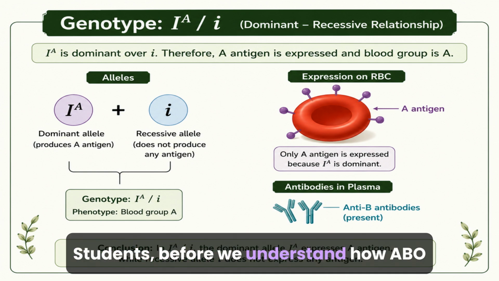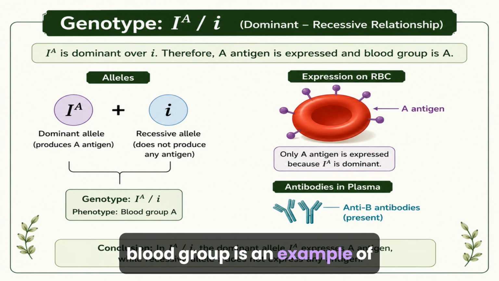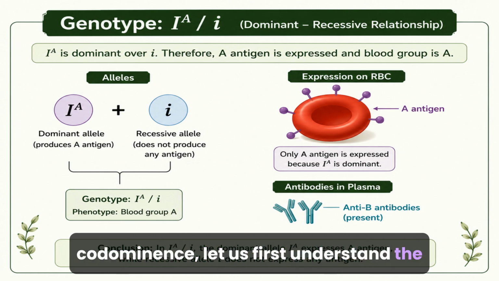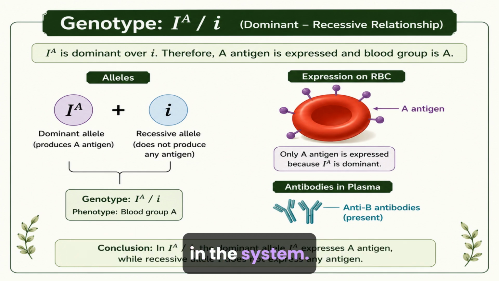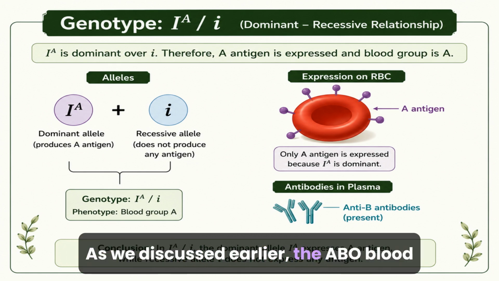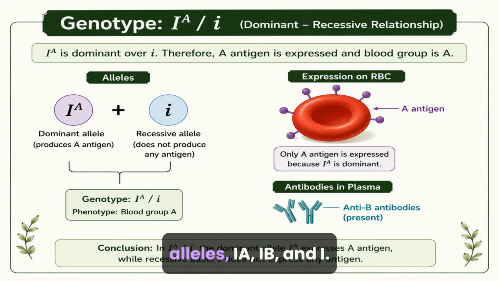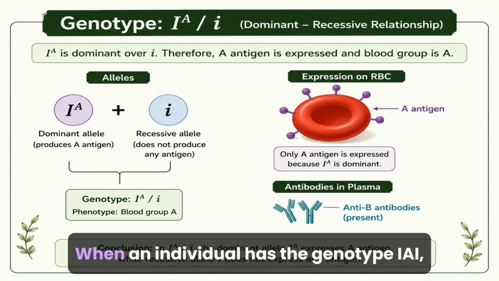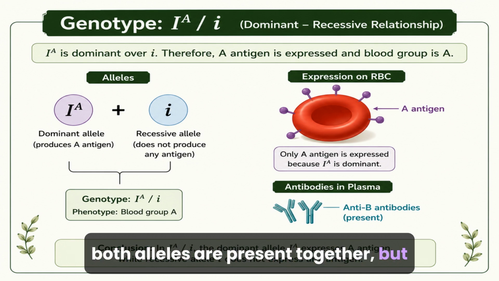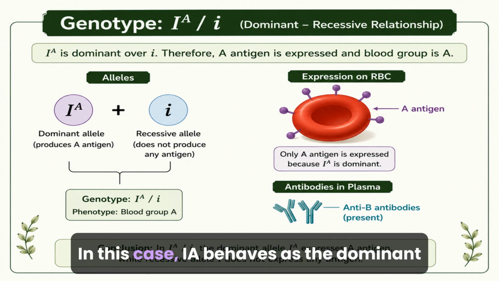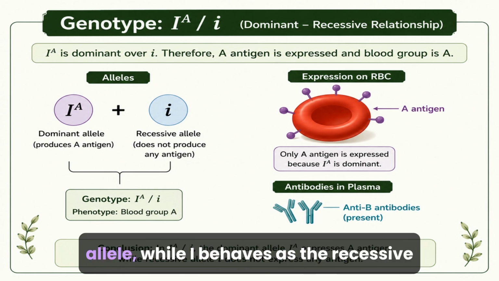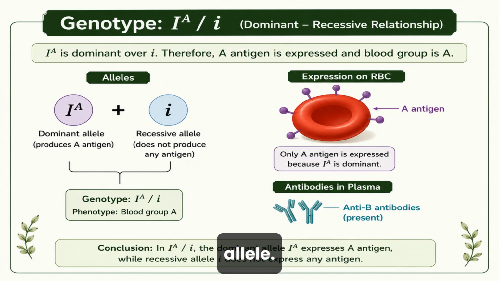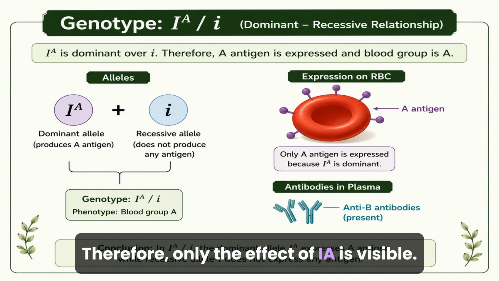Students, before we understand how ABO blood group is an example of codominance, let us first understand the dominant-recessive relationship present in this system. As we discussed earlier, the ABO blood group system is controlled by 3 alleles, IA, IB, and i. Now let us focus on the relationship between IA and i. When an individual has the genotype IAi, both alleles are present together, but they do not express equally. In this case, IA behaves as the dominant allele, while i behaves as the recessive allele. Therefore, only the effect of IA is visible.